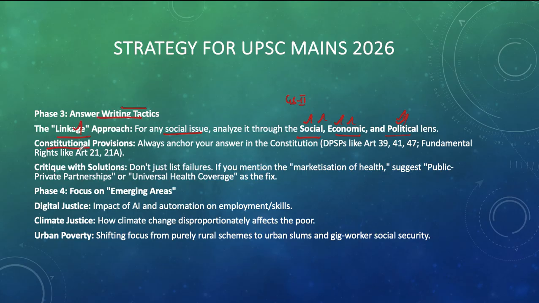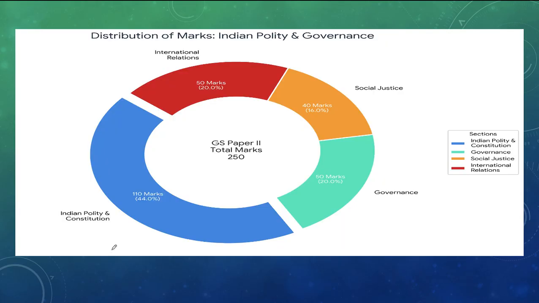With respect to the political dimension, you can talk about constitutional provisions like DPSPs, then fundamental rights, quoting Article 21, 21A in your answers, and try to give maximum solutions through committees' recommendations or current affairs. If you mention marketization of health, try to suggest solutions such as universal health coverage. And with respect to focus on emerging areas, I would suggest you prepare topics on digital justice, climate justice, and urban poverty, students.